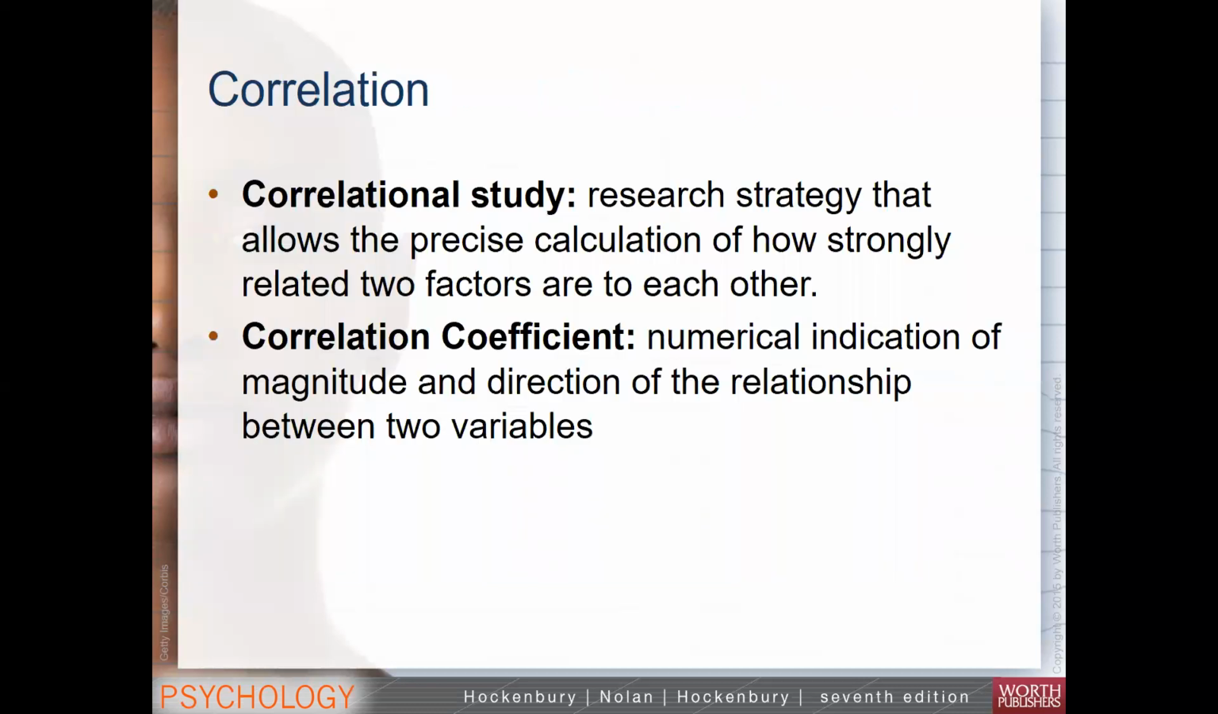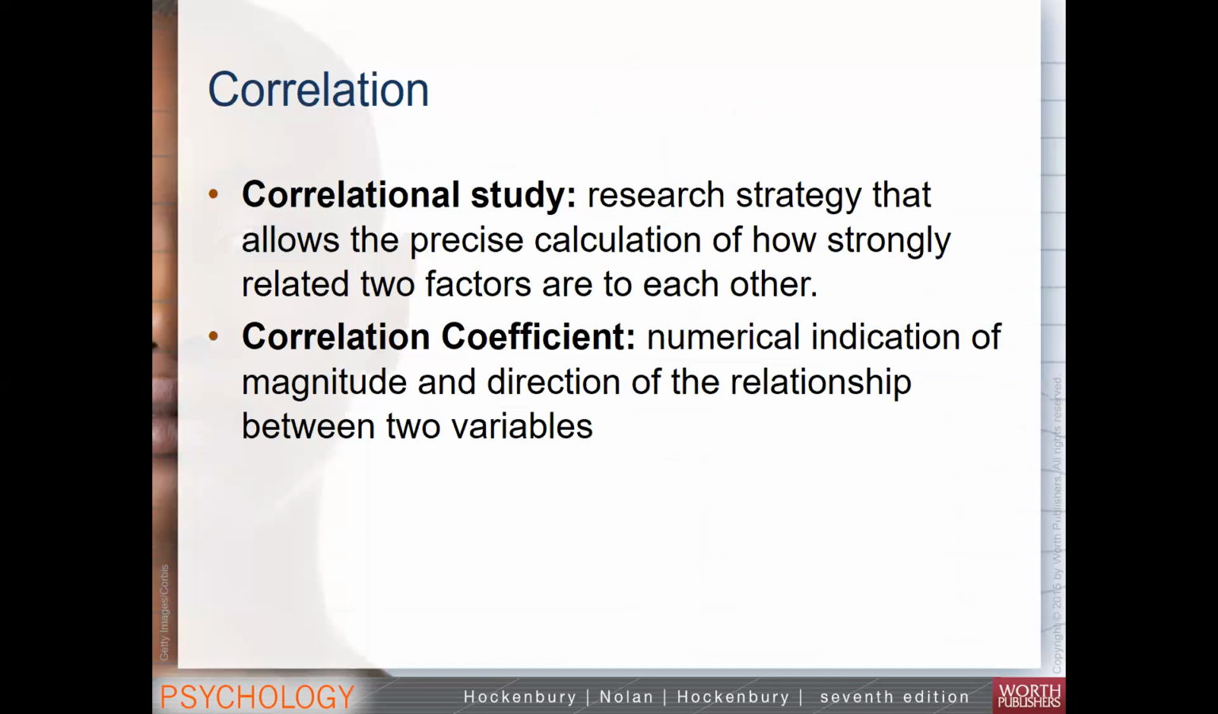Now, the last part of descriptive methods that I'm going to talk about is correlation. You may have had statistics and studied correlation, but I just want to make sure everybody's on the same page. When we look at correlation, we're looking at relationships between two variables, how strongly two factors are related to one another. When we do correlation, we generate a number called the correlation coefficient, which tells us the strength and direction of the relationship between those two variables.